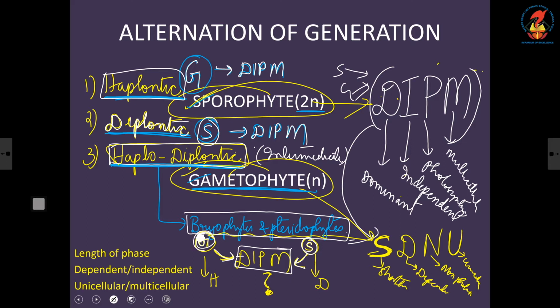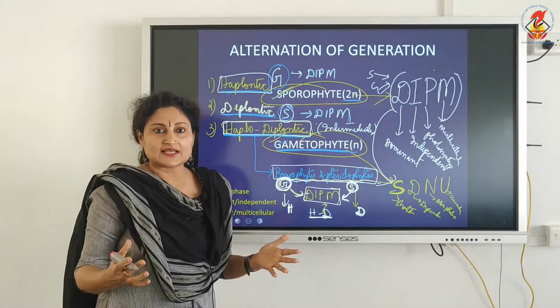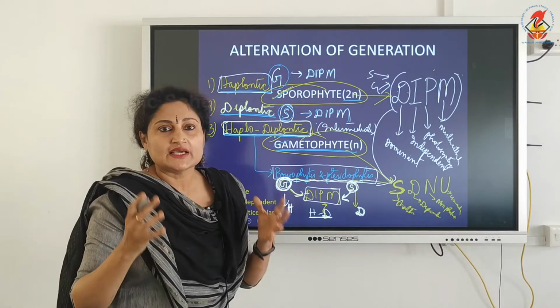So if gametophyte is DIPM, it should be haplontic, and if sporophyte is DIPM, it should be diplontic. But it is not haplontic for bryophytes, neither diplontic for pteridophytes. Instead, it is haplodiplontic. When I deal with the slide on bryophytes and pteridophytes, we can analyze that. So from this slide, I am moving on to the next slide, which is exclusively going to deal with each division.